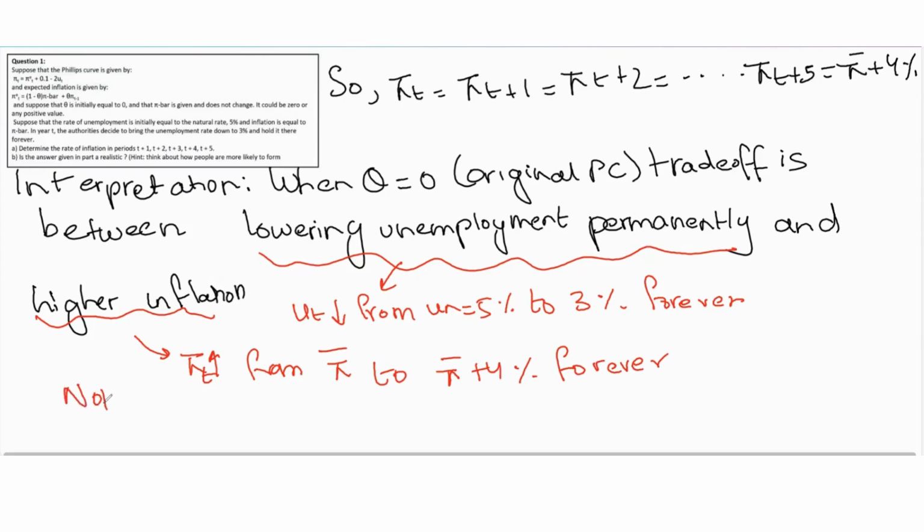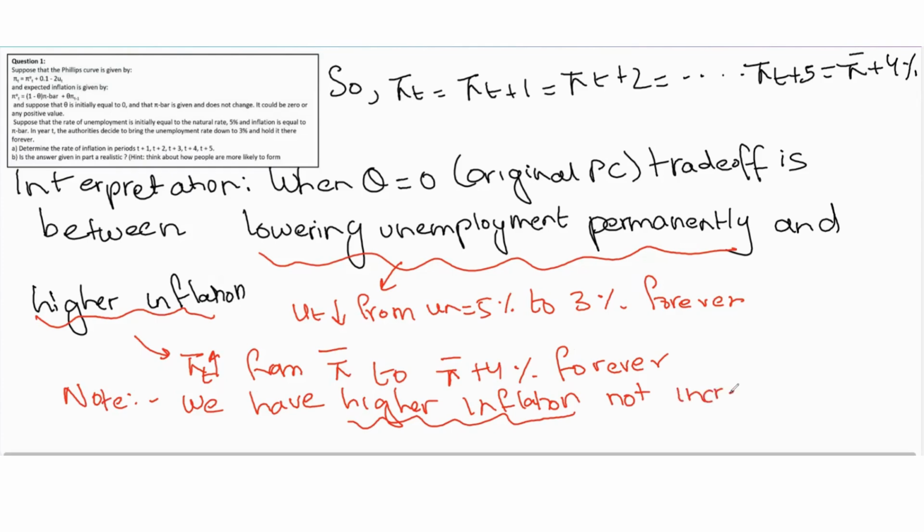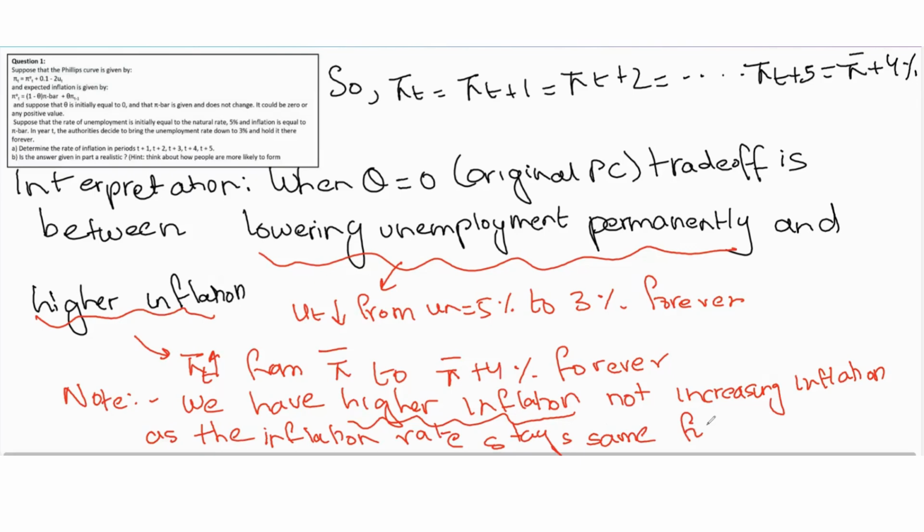Now here what we need to notice, so that we can distinguish it from the modified Phillips curve, is that we have higher inflation, not increasing inflation. We'll look at the modified Phillips curve that will actually have increasing inflation. In this case, the inflation rate stays steady, as the inflation rate stays the same for each year. Every year inflation is the same, it's at a high level, but it stays the same. So when you lowered unemployment from 5% to 3%, inflation went up from pi bar to pi bar plus 4%, but it stayed at that higher level.